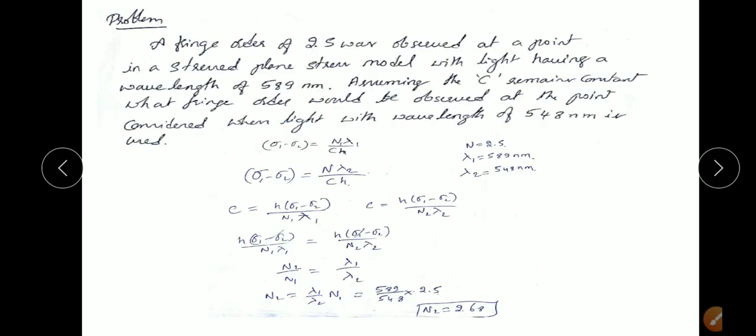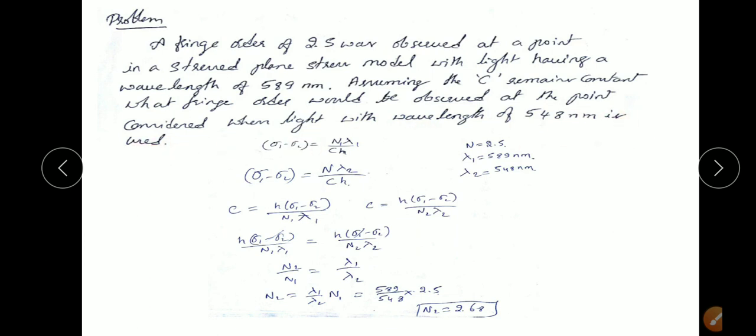One simple problem is there that you have to solve, and in some exams they have asked this problem. You can read here: a fringe order of 2.5, the fringe order being the capital N value, was observed at a point in a stressed plane stress model with light having a wavelength of 580 nm. So they have given the fringe order n value and the lambda value. Assuming the C remains constant, what fringe order would be observed at the point if light with a wavelength of 548 nanometers is used?